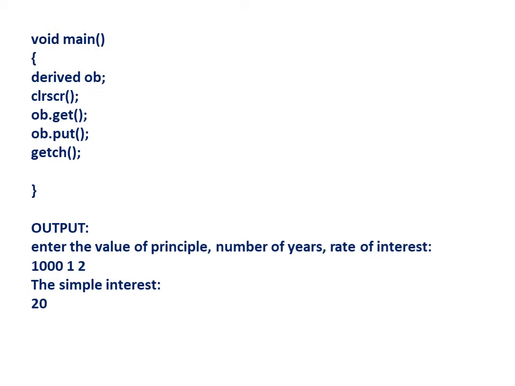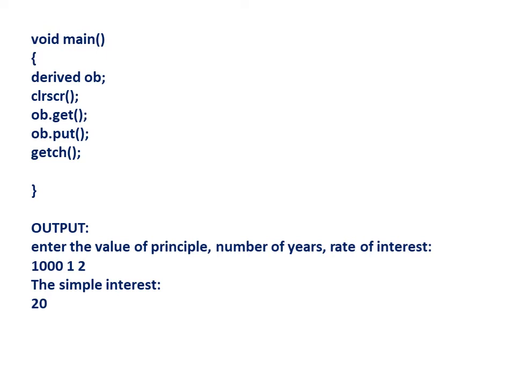Now after reading it, again the ob.put statement will be read. At that time the control will be passed to the put function of the derived class. So inside the derived put function, again the calculation of simple interest is done and the output will be printed. So that's all. So this is a single inheritance.